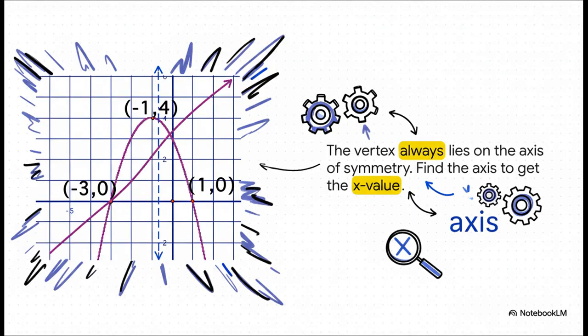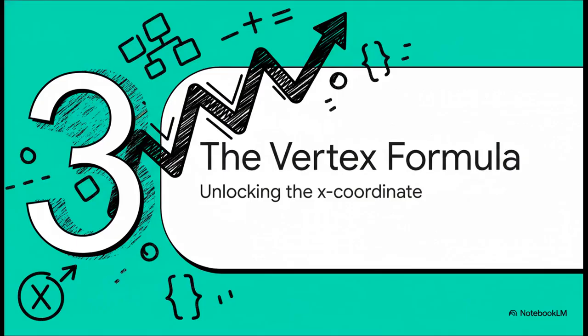And here's the big aha moment. The vertex always, and I mean always, sits directly on this axis of symmetry. That is the critical insight. If you can figure out where that line is, you've already found the x-coordinate of your vertex. You're halfway there. So the million-dollar question is, how do we find that line?